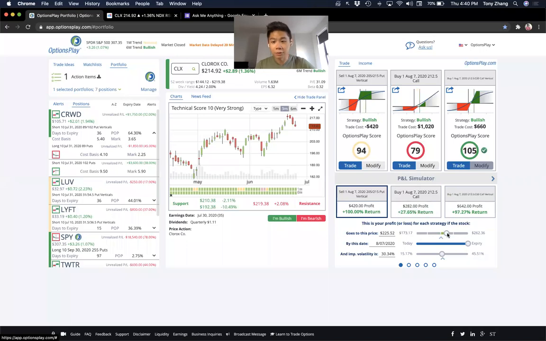You would really have to have a big move to the upside, 227, 225 or so. So even at 225, things start to look a little bit better here. So if you do think Clorox can move to the upside by a decent amount, then you might want to take a look at buying that debit spread.